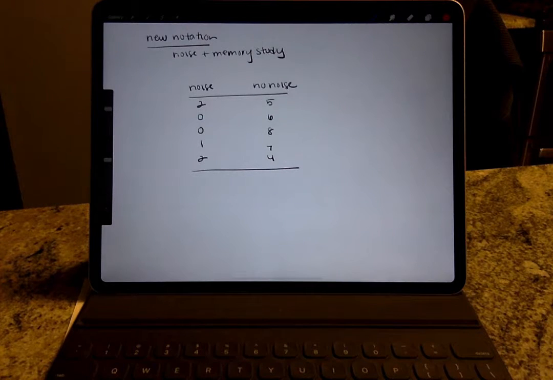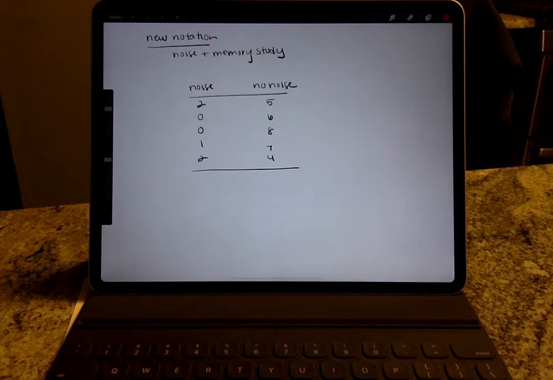Let's say that we're interested in looking at the relationship between noise and memory. And we bring people into our lab and we put half of them in the noise group and the other half in the no noise group. And we have them listen to either noise or no noise, and then we give them a simple memory test. And this data represents the number of items that they correctly remember.